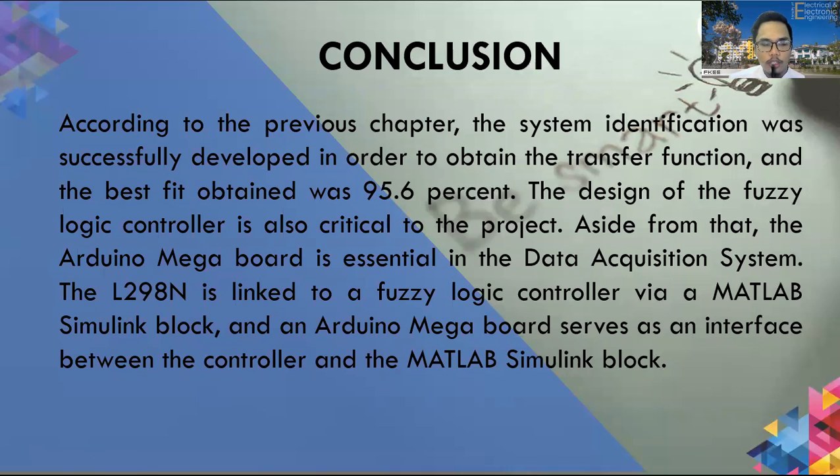So in the conclusion, according to the previous chapter, the system identification was successfully developed in order to obtain the transfer function, and the best fit obtained was 95.6%. The design of the fuzzy logic controller is also critical to the project. Aside from that, the Arduino Mega board is essential in the data acquisition system. The L298N is linked to a fuzzy logic controller via a MATLAB Simulink block, and an Arduino Mega board serves as an interface between the controller and the MATLAB Simulink block.